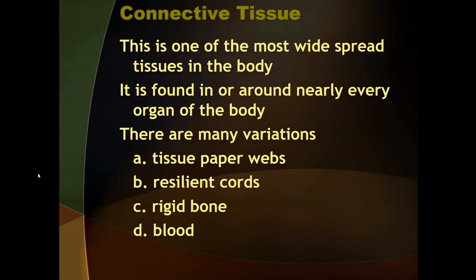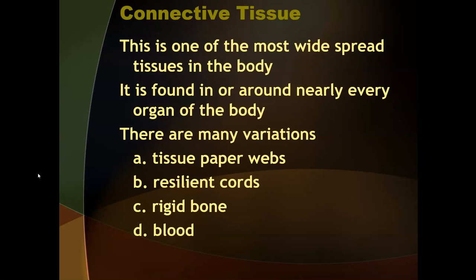So connective tissue is everywhere, like I said. It's one of the most widespread tissues in the body. It can be found in or around nearly every organ of the body. And the reason we say this is because of the variety of variations there are to connective tissue. We can have connective tissue that is as sensitive and soft as tissue paper webs, to very strong, resilient cords, as hard as bone, and as liquid as blood.